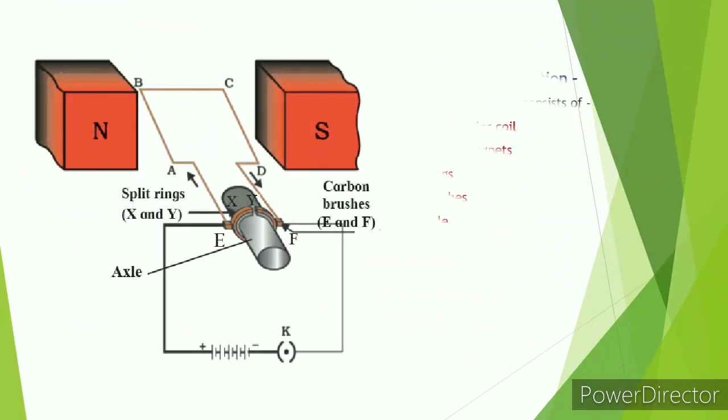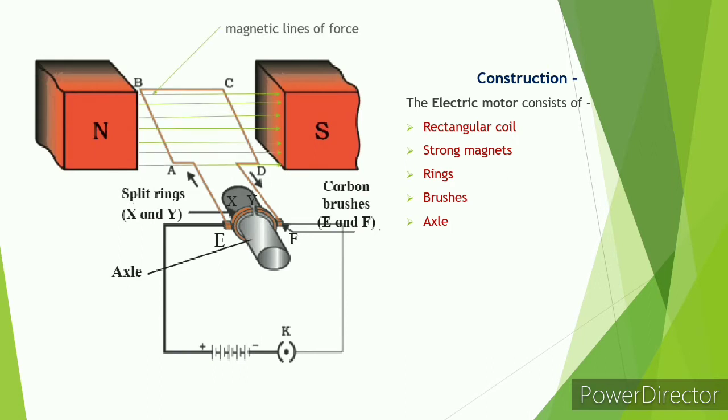Now, the construction of electric motor. Observe the figure. The electric motor consists of a rectangular loop of copper wire called an armature coil. This coil is placed between north pole and south pole of a magnet, for example horseshoe magnet, which provides strong magnetic field to the coil.